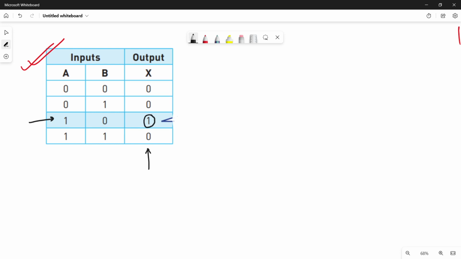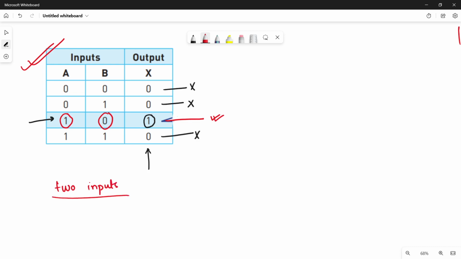You will see the column of your output, and where the values are 1, you will only be considering those rows. There is no need to consider this one, no need to consider this one, no need to consider this one. Why? Because all of these are zeros. The output is 0. Only this row will be considered. Why? Because here the output is 1. So once you see that, after that, you will see the values of your inputs, A and B. There are only two input values. So remember that your expression will only have A, B.